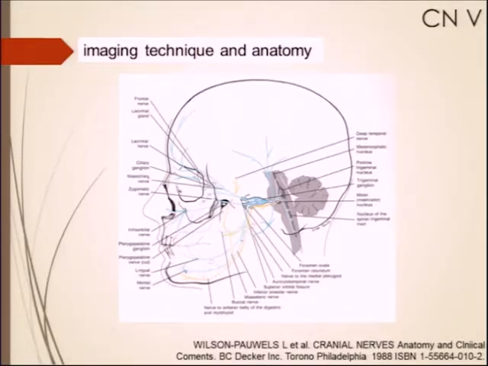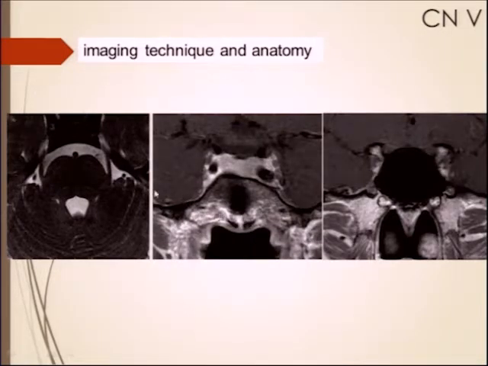It has 3 major divisions. It has a very long nucleus that ascends through the medulla up into the pons, all the way up into the mesencephalon, so it's a longer area to cover, and then extends out through the Gasserian ganglion and divides into 3 branches labeled V1, V2, and V3, or the ophthalmic, maxillary, and mandibular divisions. It has a motor component through the mandibular division.